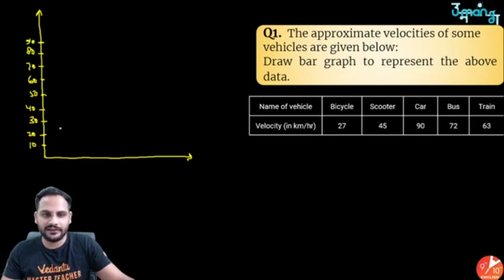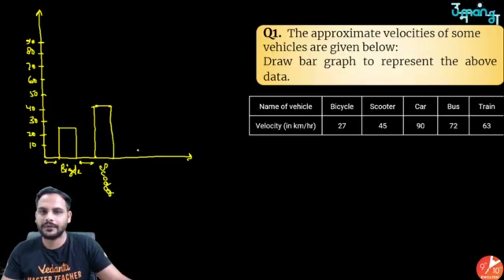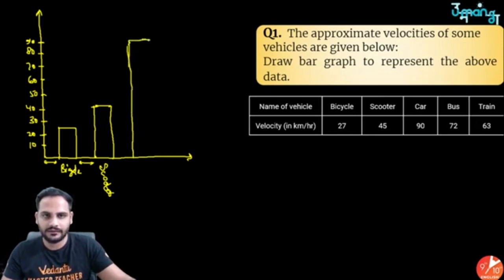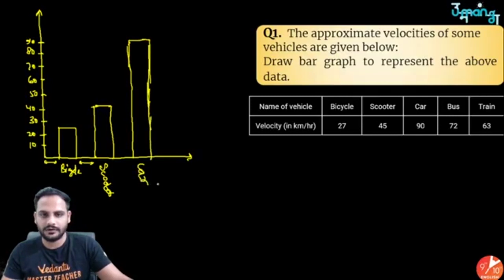Okay, first bicycle is 27. So bicycle is 27, let's say 27 somewhere over here. Right here, bicycle. Scooter is 45. So keep the same amount of gap. Whatever gap is over here, the same gap should be over here. And with the same thickness, draw 45. This will be your scooter. Okay. Then car is 90. Same gap you need to leave. Car is going up to 90. Like this. So this is your car.